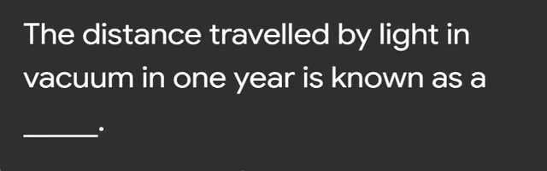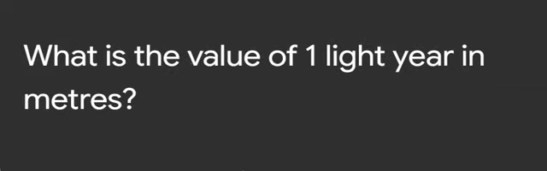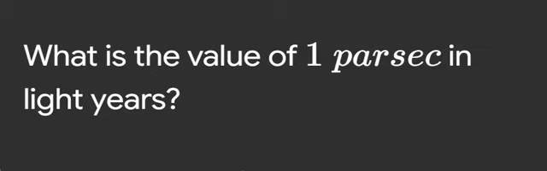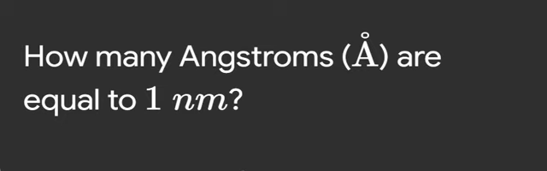Define 1 astronomical unit. Distance traveled by light in vacuum in 1 year is known as? What is the value of 1 light year in meters? Define the term parsec. What is the value of 1 parsec in light years? Symbol. Now we all know this is a symbol of angstrom. How many angstroms are there equal to 1 nanometer? The unit Fermi used for expressing nuclear size is equal to dash meters.